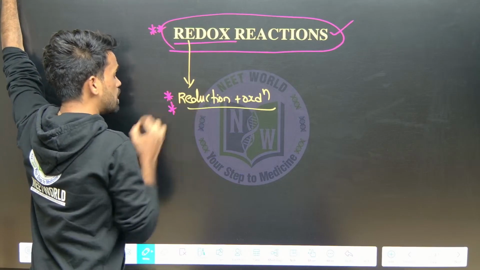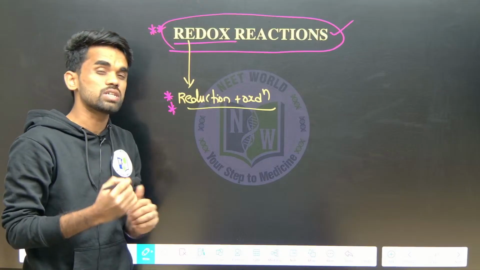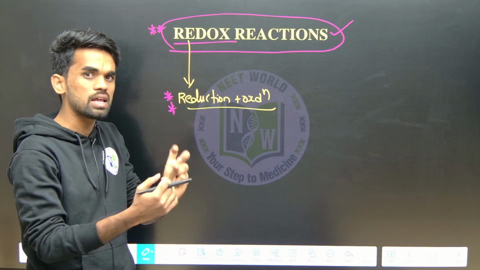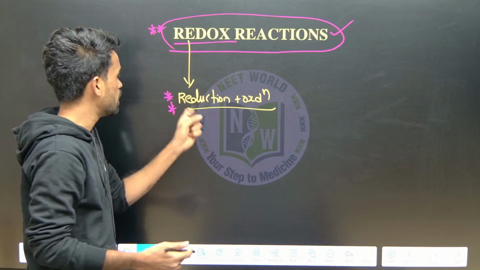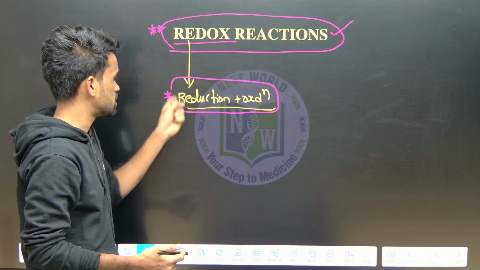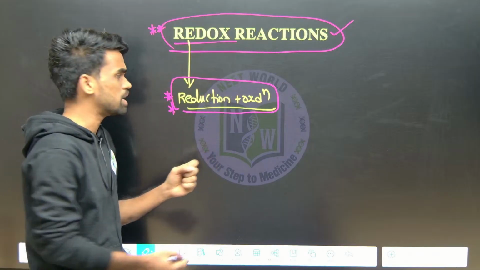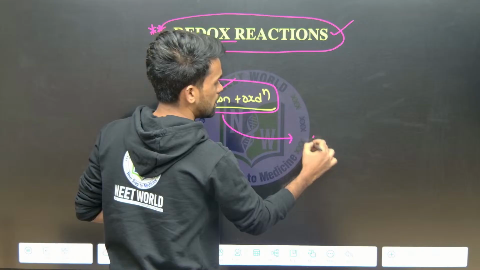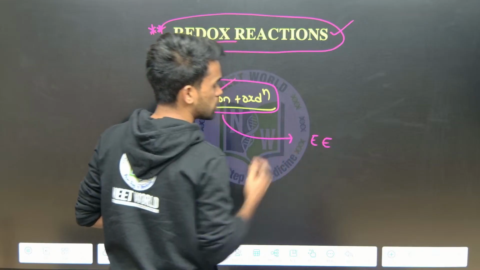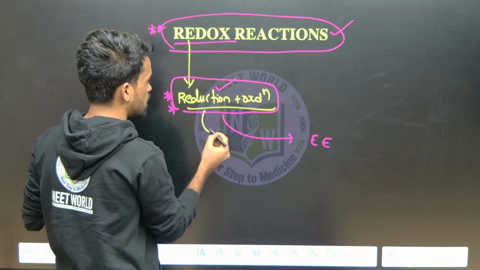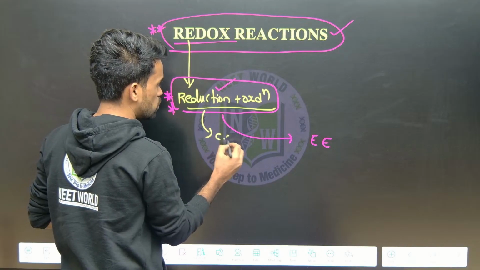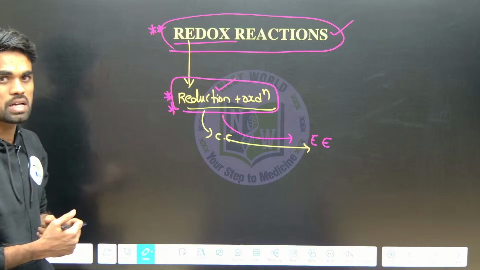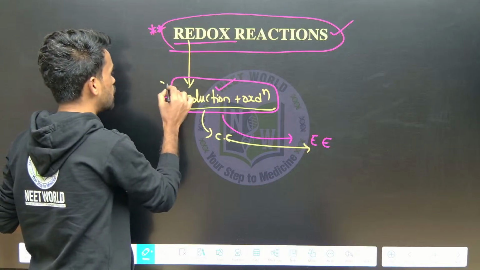For example, electrochemical cells, which we are going to study in electrochemistry. It means conversion of chemical energy into electrical energy by a redox reaction in the cell. In the electrochemical cell, a redox reaction takes place that generates electrical energy. So from this redox reaction, chemical energy is converted into electrical energy. This is what happens in electrochemical cells. This is one example you need to know.